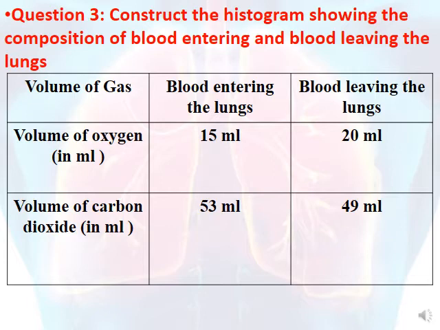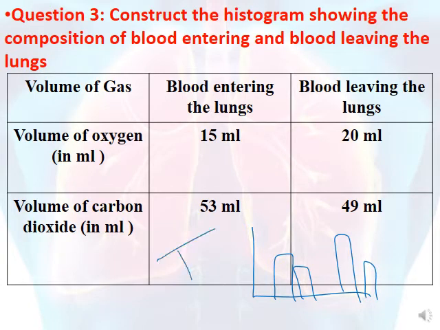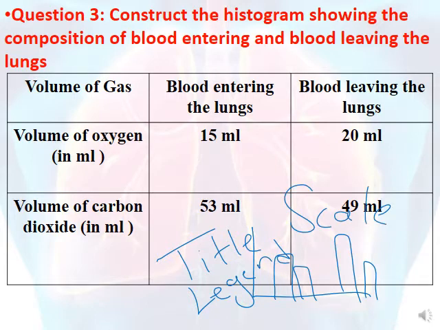Question number three: you have to draw a histogram showing the composition of blood entering and leaving. So the histogram, as you know, you have to draw it like this: blood entering and blood leaving, and you have to put a title for the graph. You have to give it a legend. Also, you have to give it a scale. Okay.